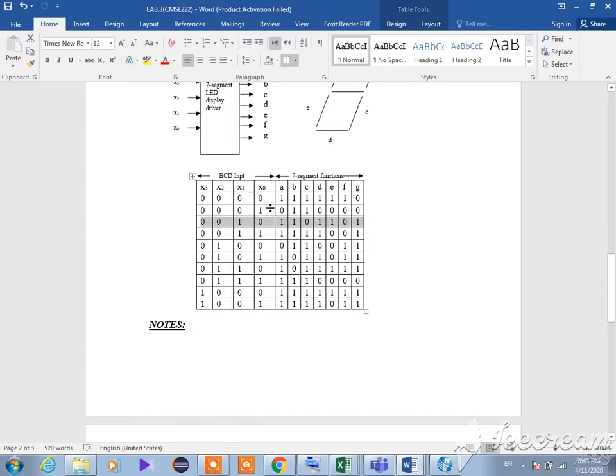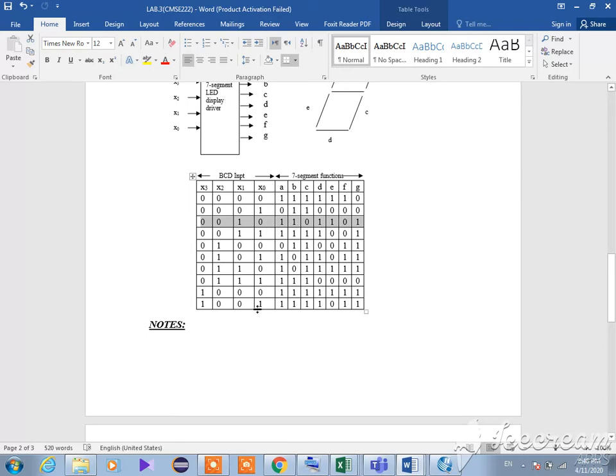Okay, but as you know, if you want to transfer this truth table to a circuit, it will be a very difficult and crowded circuit. Why? Because you need many gates, because you have at least 4 inputs and 7 outputs. That's why your circuit will be crowded. That's why you should summarize this truth table.